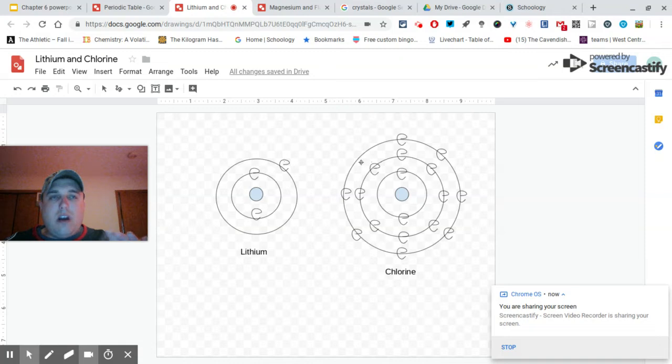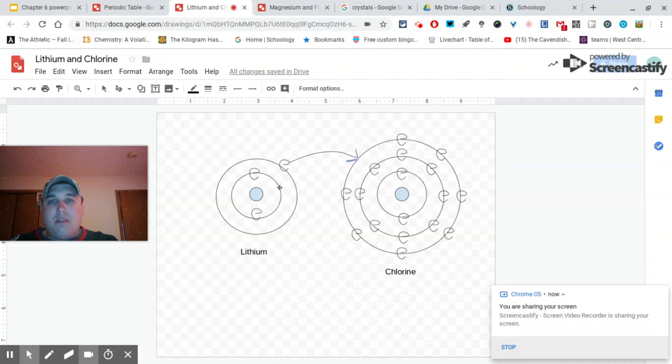So on my test, to get all of the points you need to show an ionic bond forming, these are the things you have to do. 1, you have to show that that electron has traveled over here by drawing an arrow. So you're going to draw an arrow that says, hey, that electron went from there to there. Cool. So you don't have to erase that electron. I don't want you to redraw it over here, but I want you to draw the arrow.